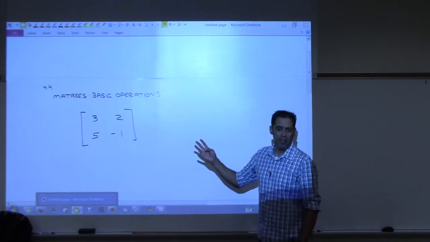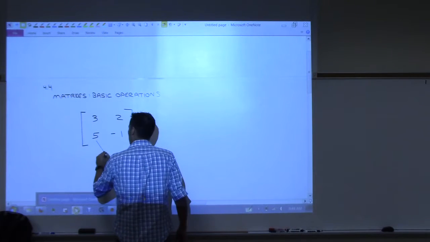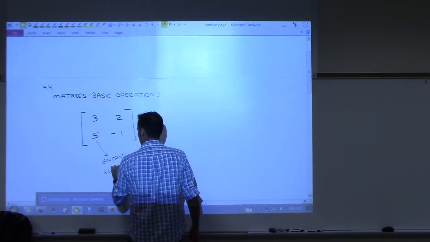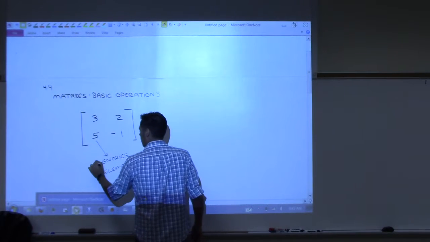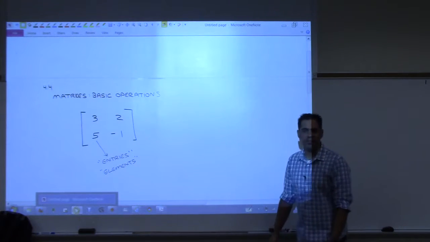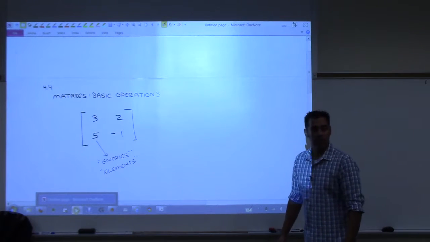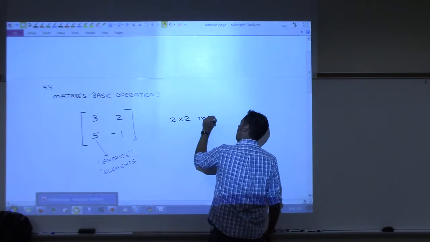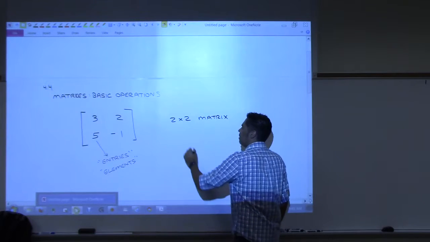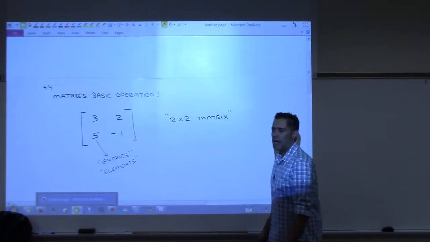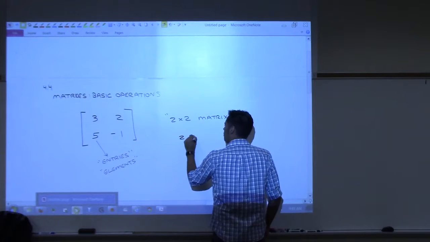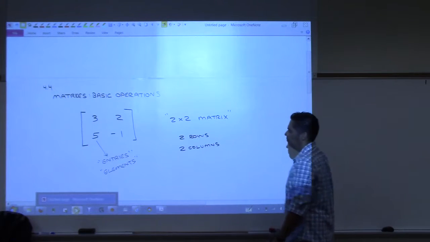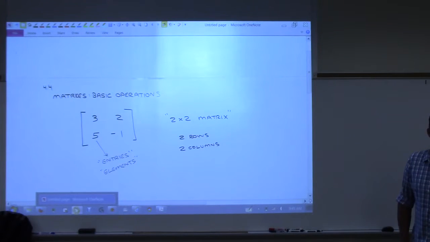It has 4 entries, all right? These are called entries, or sometimes elements. Okay? So you see we have four elements or four entries in this matrix? Yes? We call this a 2 by 2 matrix. And what we mean by 2 by 2 is that it's 2 rows and 2 columns.